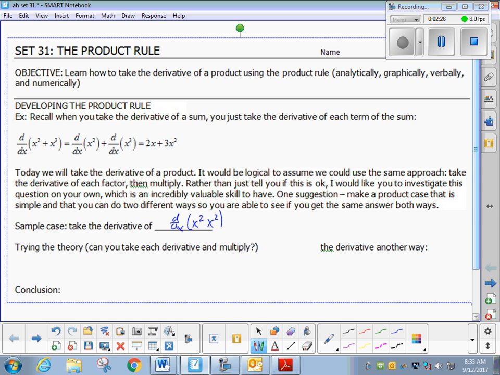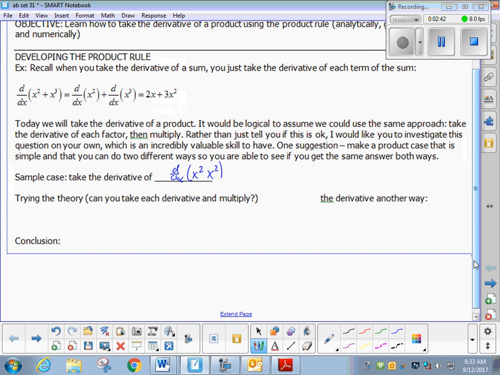Do you agree that's a product? Do you have another way to do that derivative that we could check our answer with when we test our theory? What's the easiest way to take the derivative of that instead of using the product? Isn't this the same as the derivative of x to the fourth? So we know our answer should come out to 4x to the third, okay?